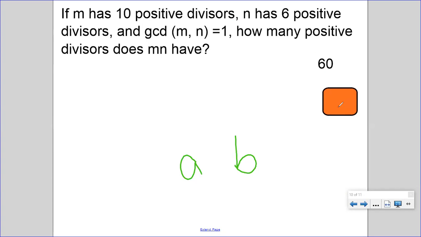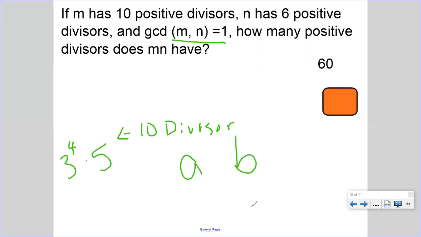But this only works if they're relatively prime, right? So if they weren't relatively prime, then we don't really have any way of knowing, because let's think of two things that would have 10 divisors. We need a 5, so 3 to the 4th, and then 5 to the 1st, right? This would have 10 divisors.